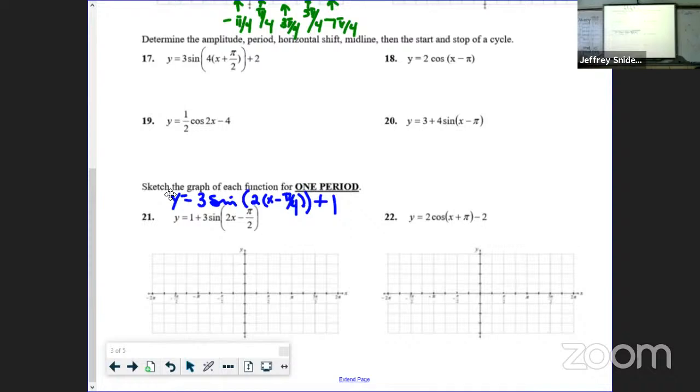So the max and min are separate, I guess. A lot of times they look the same. If the midline's at 0, then the max and min look like they're the amplitude value. But if the midline shifts, then the max and min are going to change. Okay?